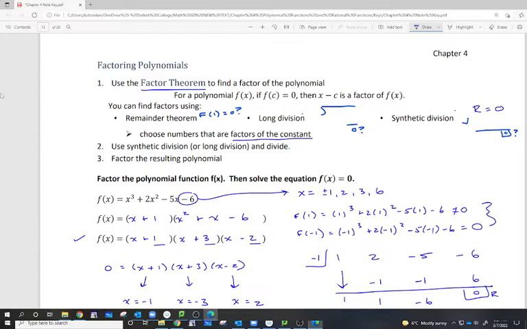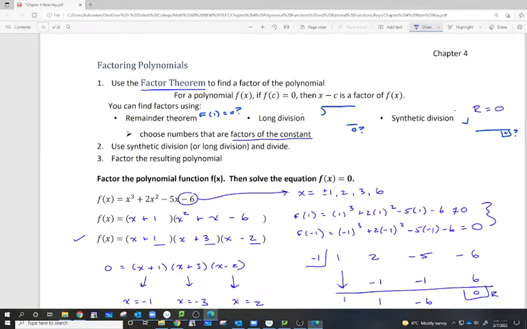That's the whole factor theorem. It's something that would give you a remainder of 0. I recommend using the remainder theorem or synthetic division to do this. I would never use long division. And I told you that when you're trying to find the zeros, which is what we're doing here, you choose numbers that are factors of the constant, something like factors of -6, so plus or minus 1, 2, 3, and 6. Then we use synthetic division, then we factor.